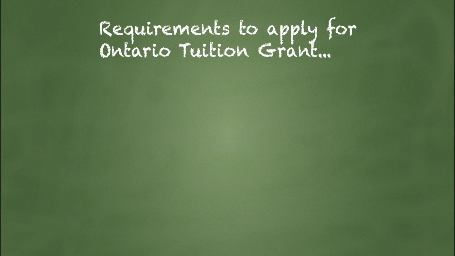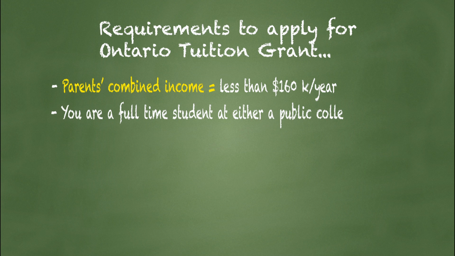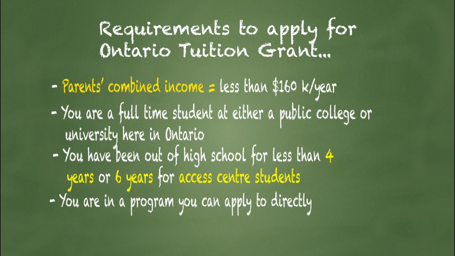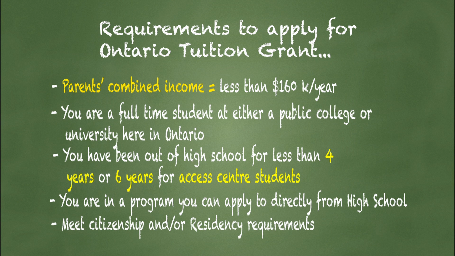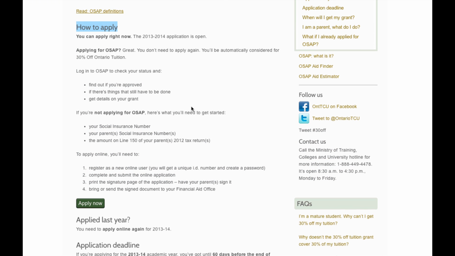If you're looking to apply for the Ontario Tuition Grant, some of the requirements are that your parents' combined income is less than $160,000, you're a full-time student at a public college or university in Ontario, you've been out of high school for less than 4 years, or less than 6 years if you are a student who's registered at the Access Center, you're in a program you can apply to directly from high school, and you meet the citizenship and residency requirements.